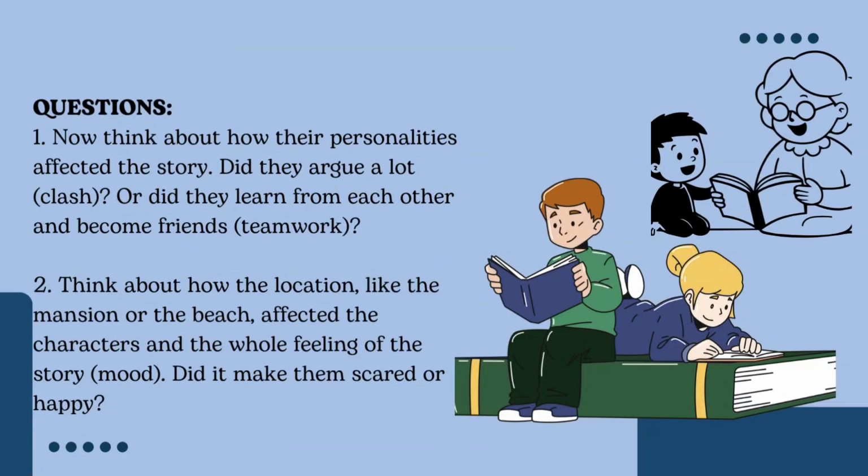Now, here are the questions. Number 1, now think about how their personalities affected the story. Did they argue a lot or clash? Or did they learn from each other and become friends? Number 2, think about how the location, like the mansion or the beach, affected the characters and the whole feeling of the story or the mood. Did it make them scared or happy?